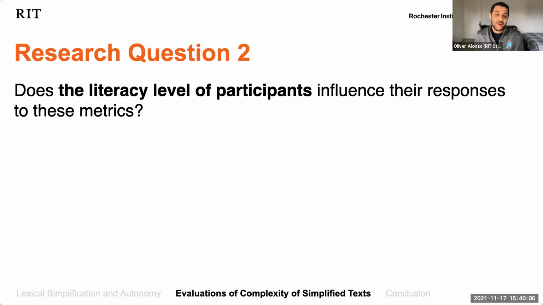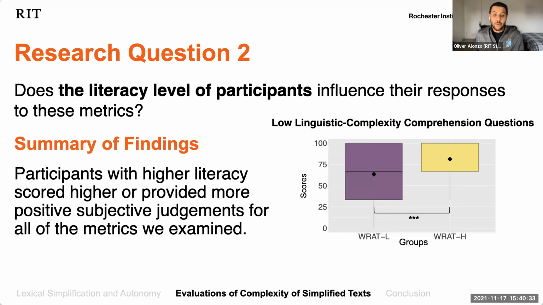We also had a second research question in this study that explored whether the literacy level of the participants influenced their responses to these metrics. To explore this question, we grouped all of the responses for the different complexity levels from each group, from the higher literacy group and the lower literacy group, and then compared those responses to see if there were any significant differences between the groups. What we found was that across the board, for all the metrics that we employed, participants with higher literacy scored higher or provided more positive subjective judgments than the lower literacy groups.